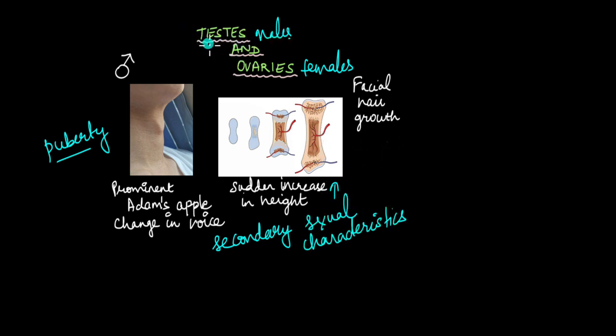We're going to talk about the testes, the hormones produced by the testes, their structures and their functions. We're going to split it in two, and in the second video, we're going to talk about the ovaries in females, the structure and the hormones produced by the ovaries and their function. So let's first start with the hormones produced by the testes.